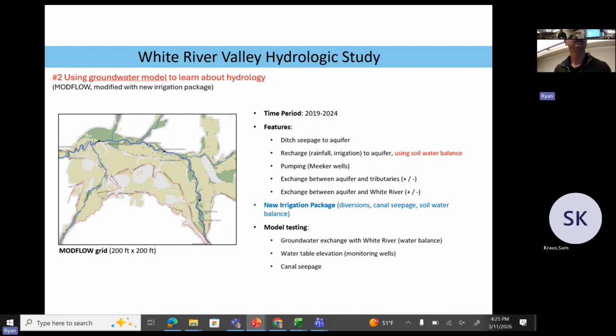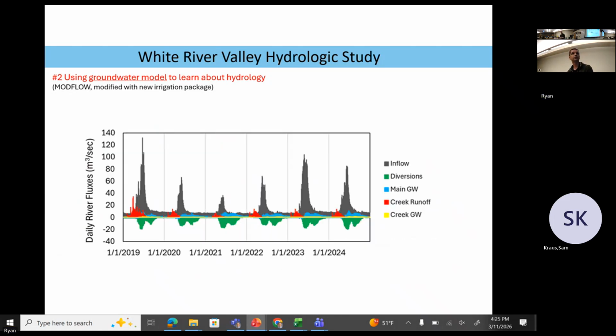Model testing. Again, we had those 3 sections where we can get groundwater exchange with the White River, so we make sure that the model gets those same rates. Water table elevation at the 11 monitoring wells, to make sure that the model is tracking water table fluctuation properly. And for the Highland Ditch and the Miller Creek Ditch, in the summer of 2024, they did a canal seepage study. So they knew what the seepage rate was, so we could have that as a final test to make sure our model was getting the same seepage rates.